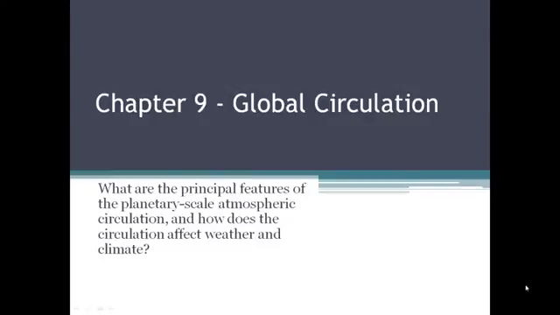Chapter 9 is all about global circulation. Our driving question is, what are the principal features of the planetary scale atmospheric circulation, and how does the circulation affect weather and climate?